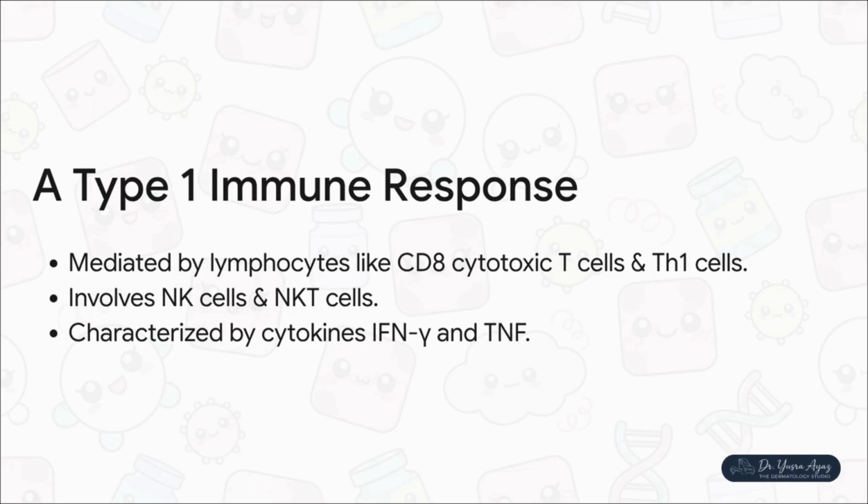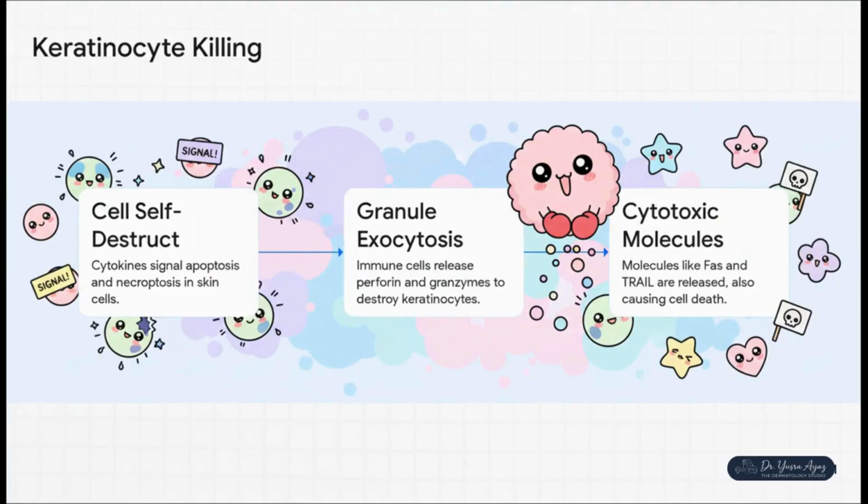It involves these really aggressive cells, like cytotoxic T-cells and natural killer cells. And they all communicate using these powerful chemical messengers called cytokines, basically shouting attack orders using signals like interferon gamma and TNF. So how do they actually destroy the skin cells? Well, it happens in a few main ways. First, those cytokines we just talked about act like a signal, basically ordering the skin cells to self-destruct. Second, the immune cells can get right up close and release these things called granules that literally punch holes in the skin cells. And third, they release even more cell-killing molecules just to make sure the job gets done. It's a full-on, multi-pronged assault.